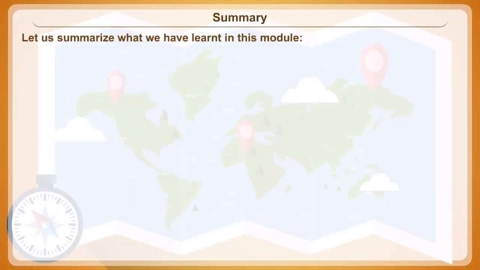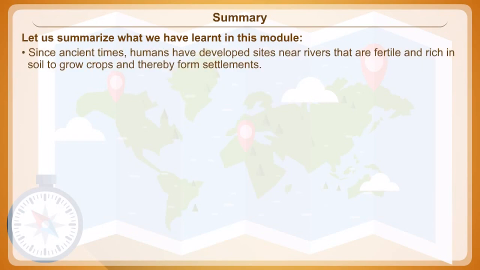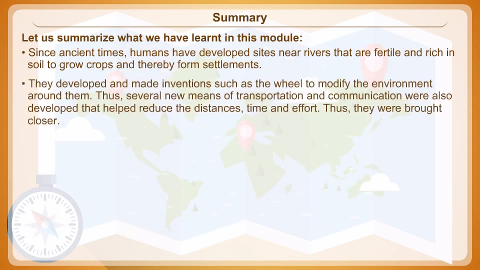Summary. Let us summarize what we have learned. Since ancient times, humans have developed sites near rivers that are fertile and rich in soil to grow crops and thereby form settlements. They developed and made inventions such as the wheel to modify the environment around them. Thus, several new means of transportation and communication were also developed that helped reduce the distances, time and effort. Thus, they were brought closer.